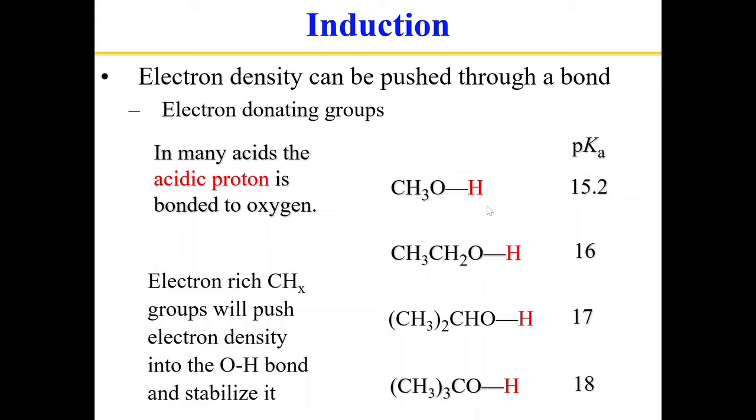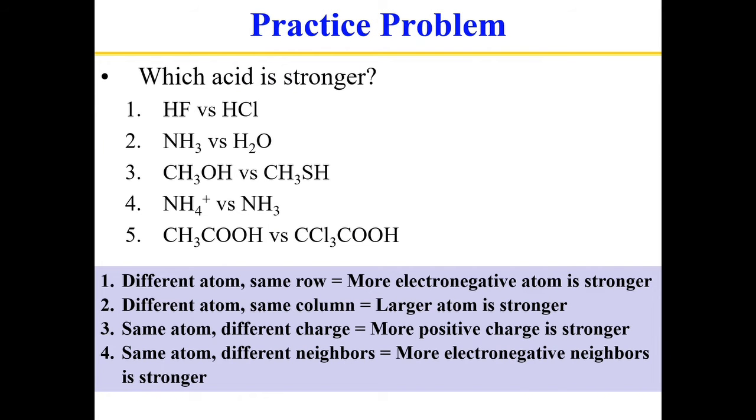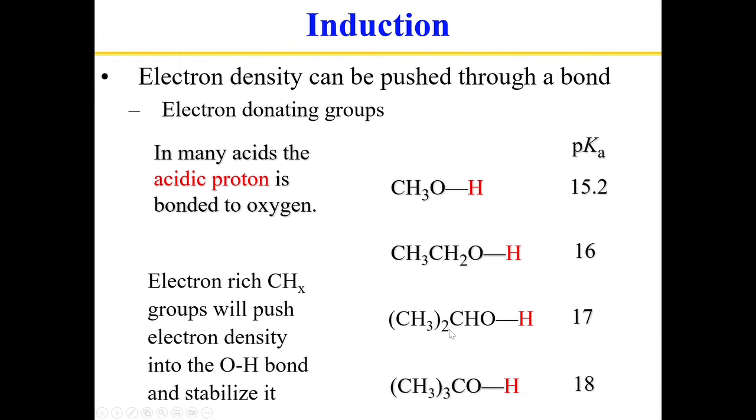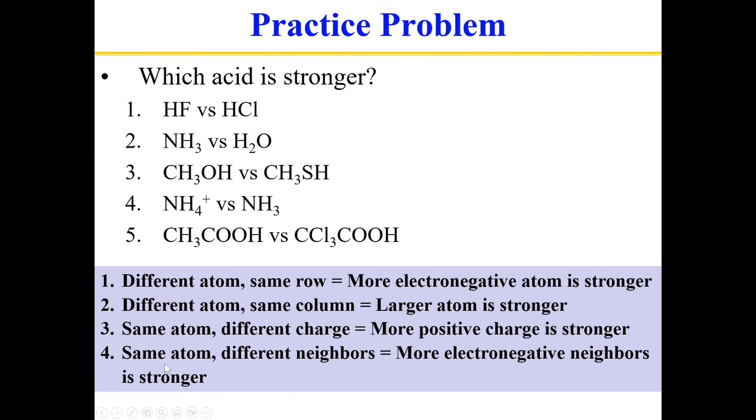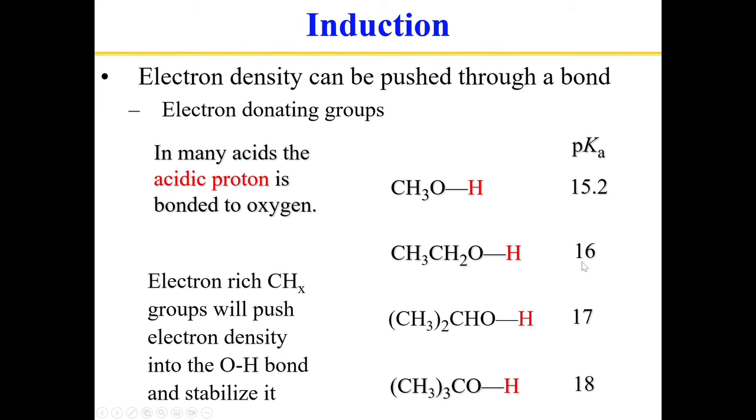In all cases, the acidic hydrogen, the red one, is connected to the same atom. When the acidic hydrogen is connected to the same atom, let's go back. If it's the same atom and the charge is different, then we can go based on the charge. But the charge is not different. Every one of these has a net neutral charge. There's no positive or negative charges anywhere. So now, if we have the same atom and the neighbors are different, then we have to go with more electronegative. And the problem here is that all of these are just surrounded by carbons and hydrogens.